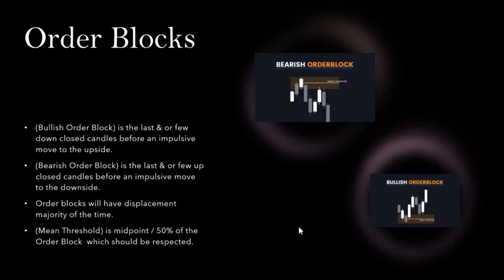Mean threshold is the midpoint, 50% of the order block, which should be respected. So again, we do not want to see the market trade above this and close above it. We do not want to see the market trade below this and close below it. We do not want to see either of those. We want to see that respect.